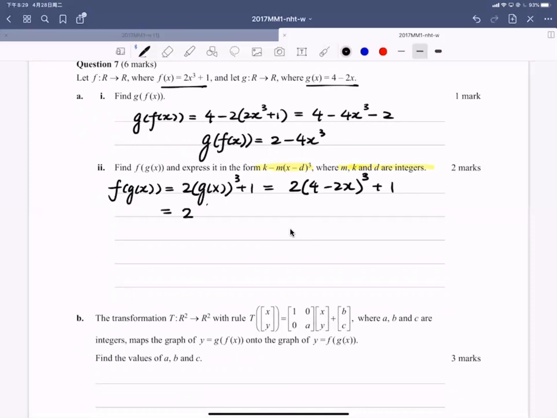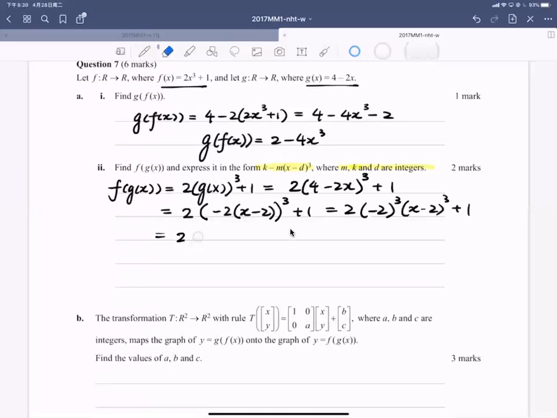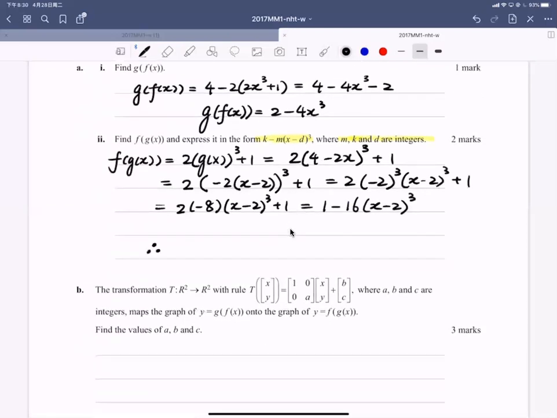So let's write it as 2 times (2 minus 2(x minus 2)) cubed plus 1. Then you have 2 times 2 cubed times (x minus 2) cubed, with the minus sign, plus 1. That is 2 times minus 8 (x minus 2) cubed plus 1, which is 1 minus 16(x minus 2) cubed. Therefore, your f of g(x) is 1 minus 16(x minus 2) cubed. Okay?